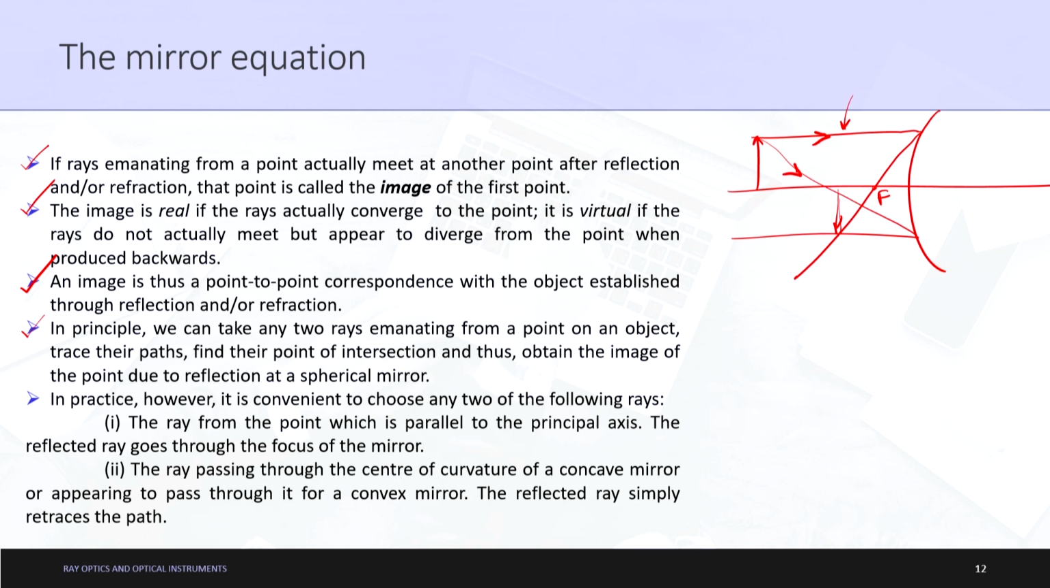The next is the ray passing through the center of curvature. The ray passing through the center of curvature of a concave mirror, or appearing to pass through it for a convex mirror, is reflected and simply retraces its path. That's the second point it is trying to say. If you try to use the center of curvature, let us suppose I mark that point here, this is the center of curvature being talked about. So it will go and retrace the path. It will go in this direction and then move back in the same direction. So basically you can find out the image here.